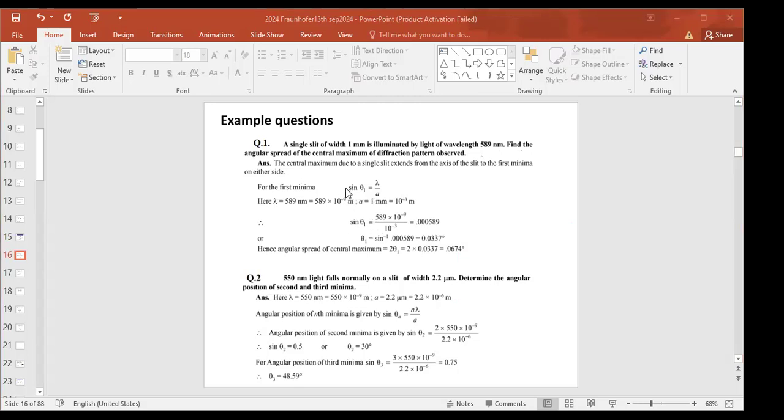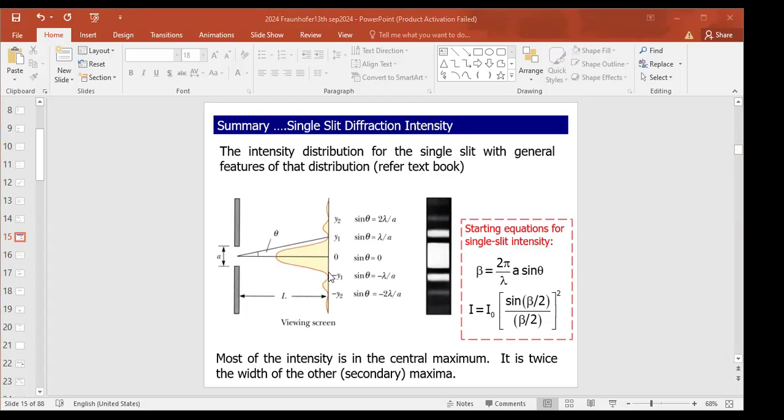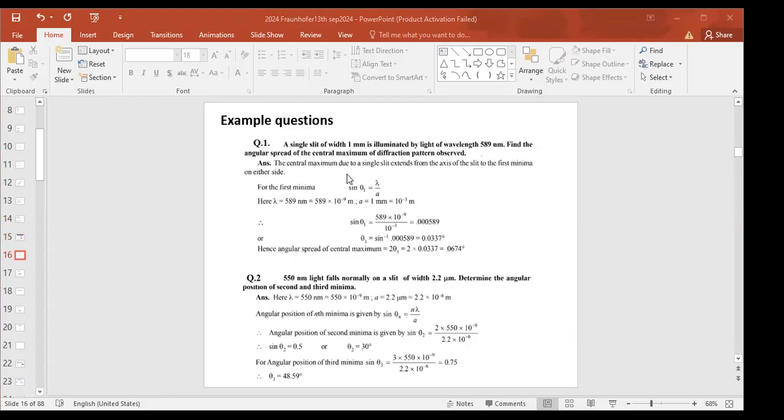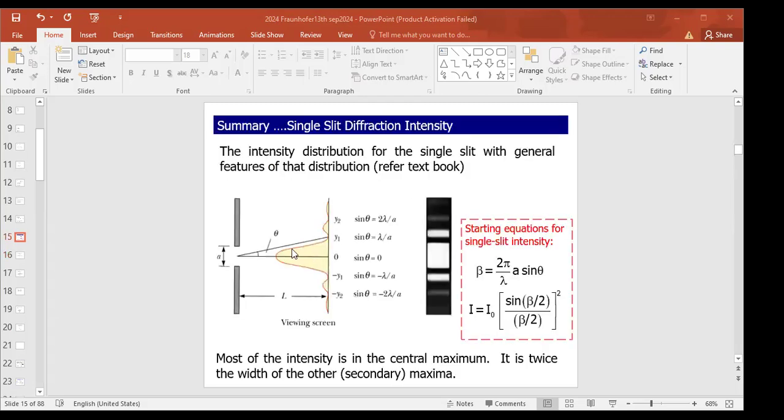So in this one question, a sin theta is equal to lambda, first minimum, single slit. Why do we use first? Because we are talking about the central maximum. Central maximum means this one, so that means m is equal to 1. If you take the minus side, that is also m is equal to 1. So this is the central fringe. In this question it is not explicitly given, but find the angular spread of the central maximum, so that means m is equal to 1. Then you have to put in all these values and calculate the theta value, only this part, right? Then you have to estimate the 2 theta, so that is the spread.